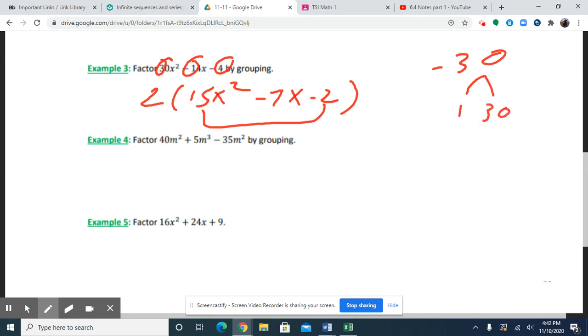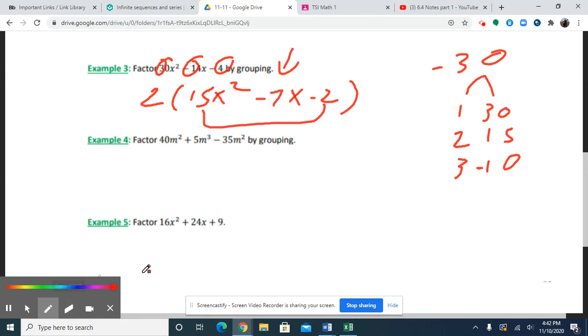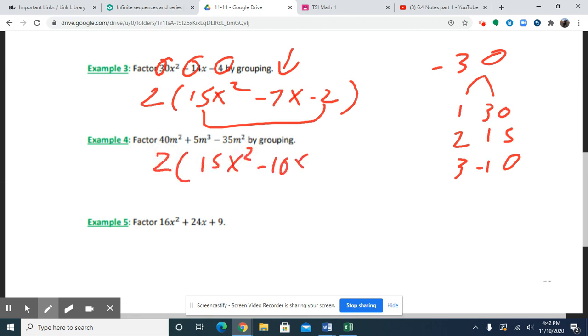So we have 1 and 30, 2 and 15, 3 and 10, and actually 3 and 10 should be the answer here, because negative 10 times 3 is negative 30, and negative 10 plus 3 adds up to a negative 7x. So if we rewrite this, we would have 15x squared, I'm going to put the 10x, and then we're going to have 3x minus 2. So we're going to go ahead and group those together.